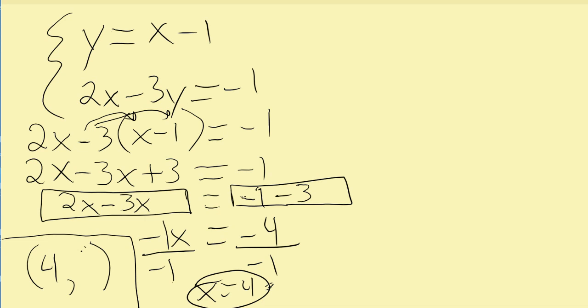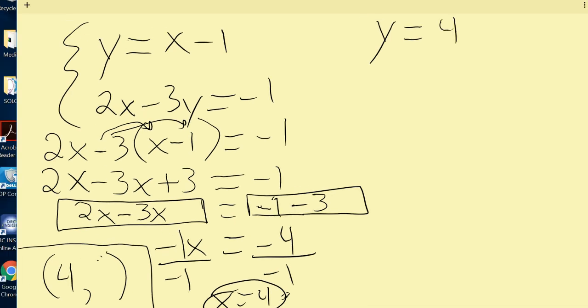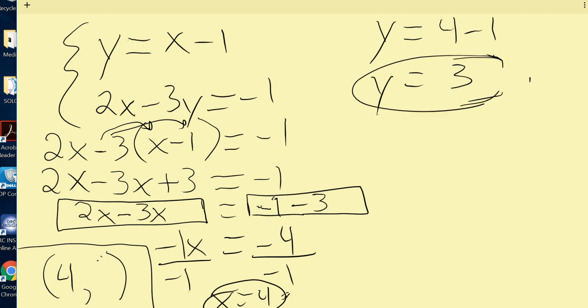So let's just take the first one. It looks like it's a lot easier. You'd say y equals, and then instead of putting x minus 1, you're going to say 4 minus 1, because that's what x equals. What is 4 minus 1? 3. So we know that our y value is 3, our x value is 4. This is the only point in which both equations would be satisfied. So it's a solution to both equations.